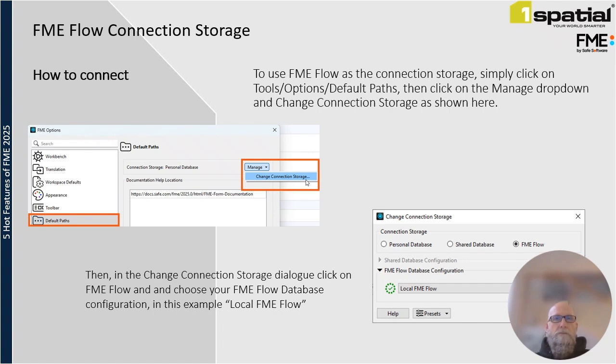So how do you connect? To use FME Flow as the connection storage, you simply click on Tools, Options, Default Paths. This is within FME Form. Then click on the Manage dropdown and change connection storage, as shown here. Then, in the Change Connection Storage dialog, click on the FME Flow option and choose your FME Flow database configuration. In this example, I've used the local FME Flow.